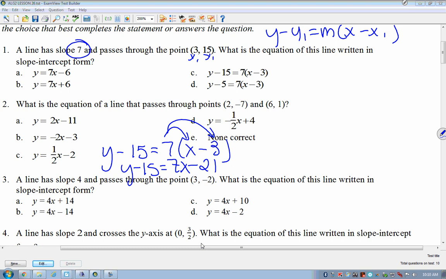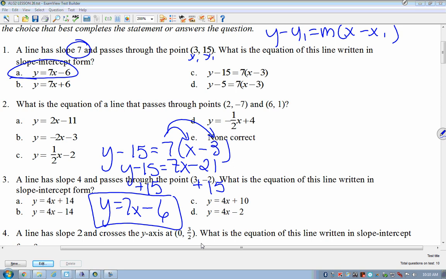Let's keep going here. What do I do next? Add 15 to both sides. Okay, so we have y equals 7x plus, that's a negative 21, plus 15, negative 6. So y equals 7x minus 6.